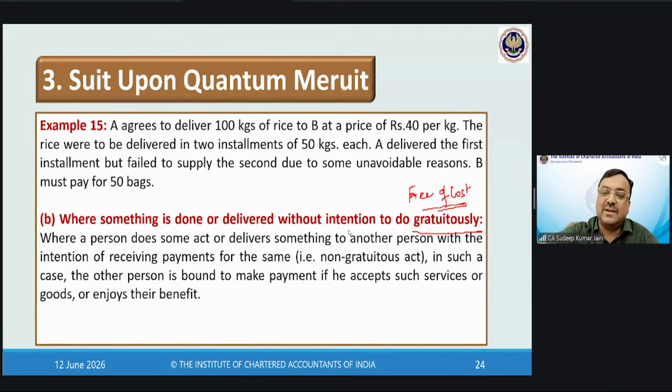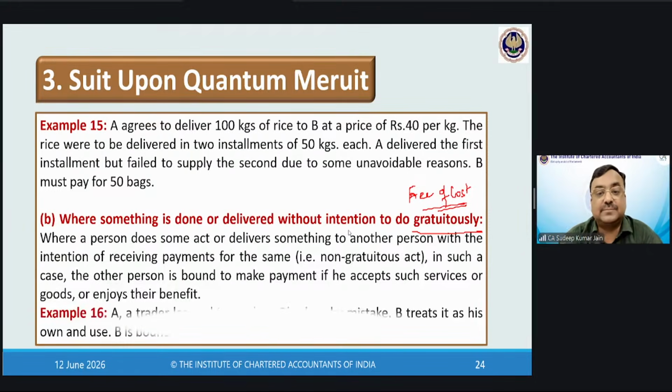जो करना सर राह चलते में शादियों पार्टी में पूछ लेते हैं कि सर जीएसटी में जो नया आया है या इनकम टैक्स में ये जो नया एक्ट आया है, तो लॉ इज सेइंग सो. Where the person has no intention to do anything gratuitously and another person is taking services from him, then the other person is liable to make the payment. Where a person does some act or delivers something to another person with the intention of receiving payment for the same, that is a non-gratuitous act. In such a case, the other person is bound to make payment if he accepts such service or goods or enjoys their benefit.